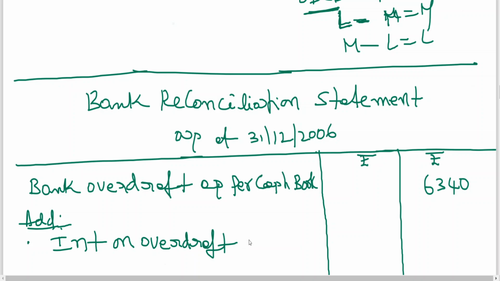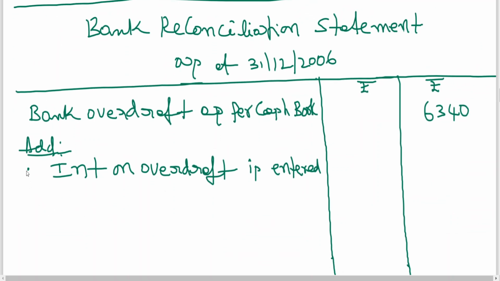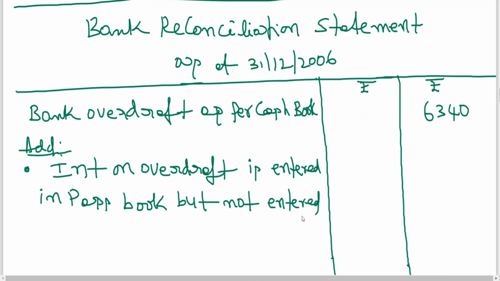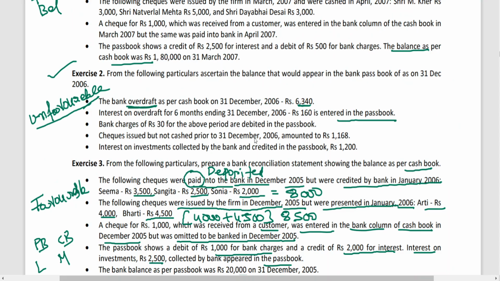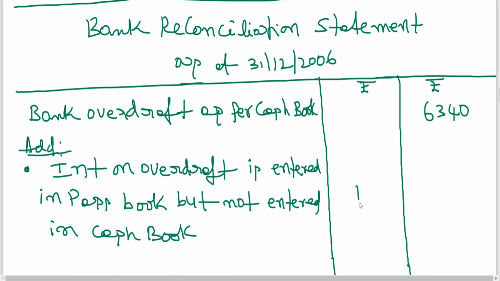Interest on overdraft is entered in passbook but not entered in cash book. What is the amount you can see? 160 rupees. Next.